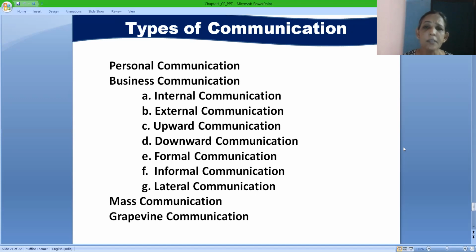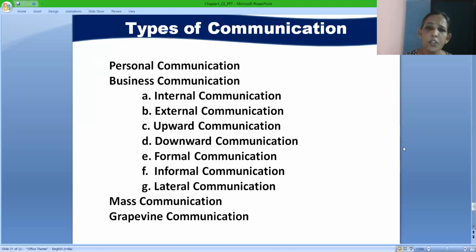Then the second type is business communication. Under this business communication, there are different levels and different kinds, which we are going to talk about in detail. The first is internal communication. Within an organization, when the communication flows from one person to another person within the purview of the organization, that is called internal communication. Say for example, you are sharing some piece of information with your colleague, or in your college campus, from one friend to another friend, between one section's students and the other section's students, that is called internal communication.